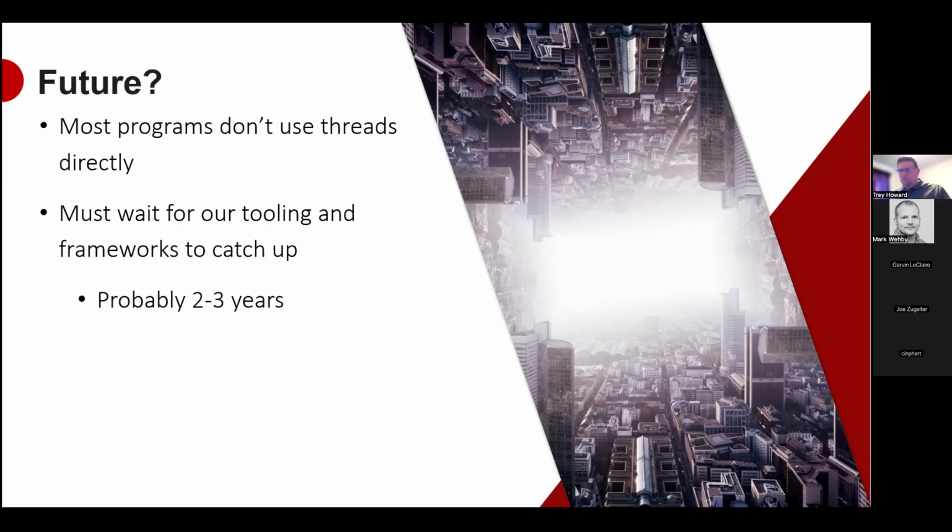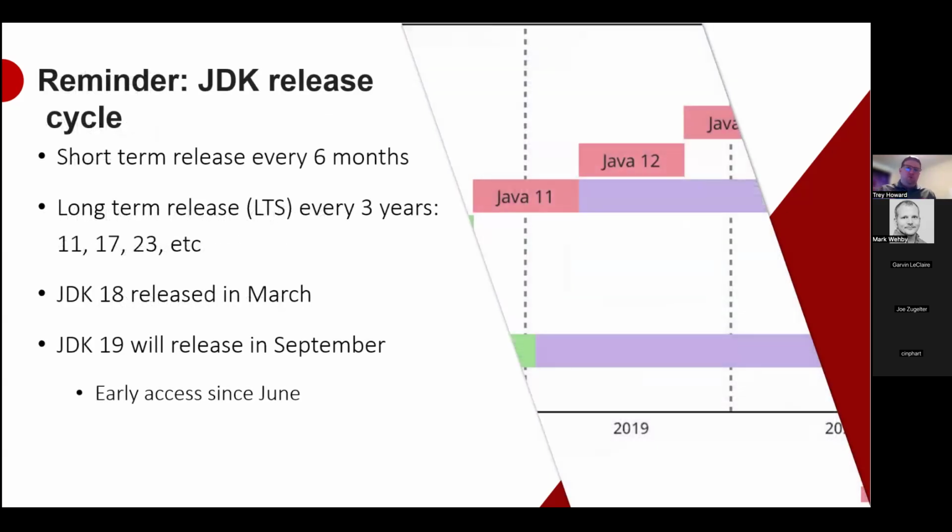I hope that happens. Just a quick reminder on the JDK releases. You get a short-term release every 6 months, and then every 3 years you get a long-term support release.